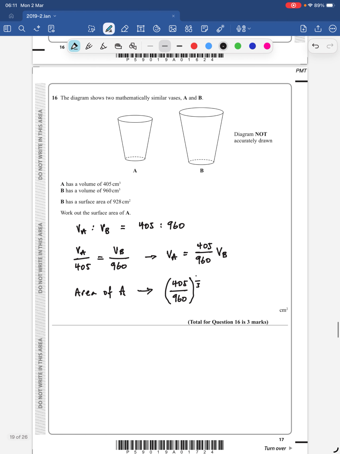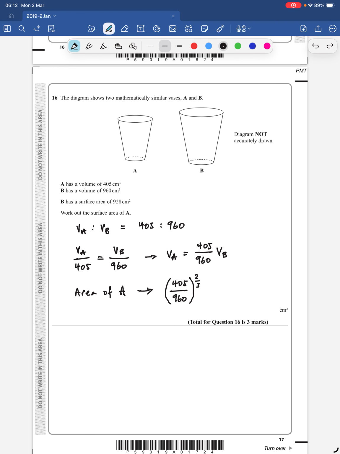We can put 405 over 960 to the power of 2/3, and that automatically gives us the area scale factor, because we've taken the cube root, that's the 3 at the bottom, and then squared it, that's the 2 at the top. It wouldn't make any difference if we squared it and then took the cube root. It doesn't matter which order you do it in, you're doing it correctly.